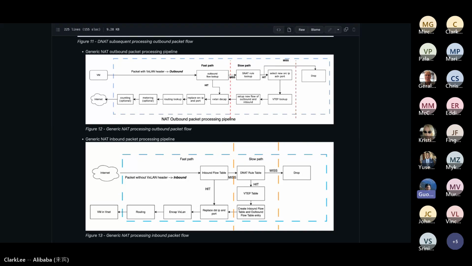Is your SNAT flow table and DNAT flow table combined or are they separate? Yeah, actually combined. They're actually one table.